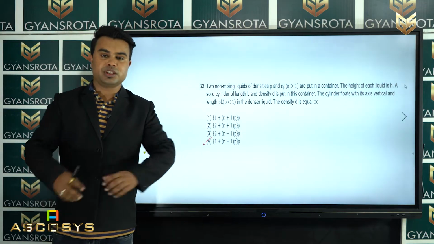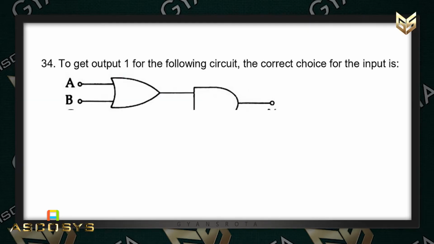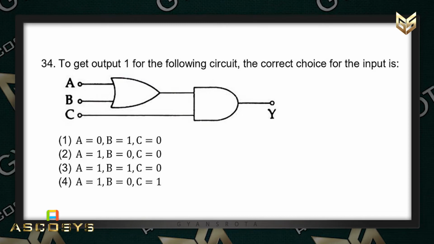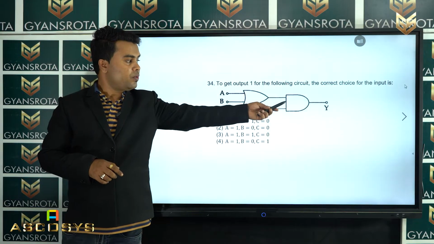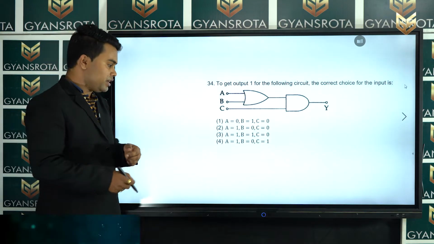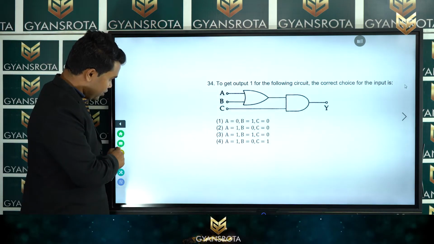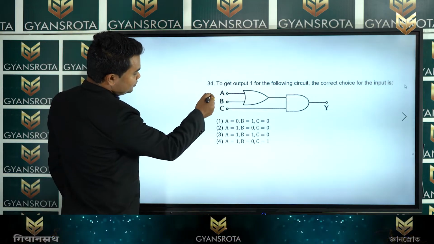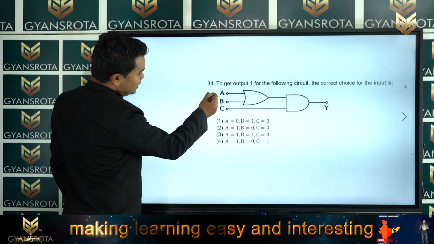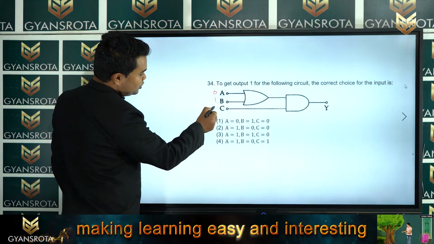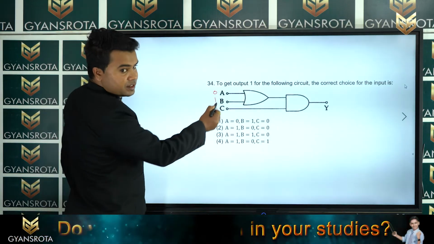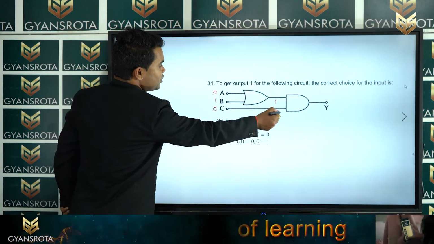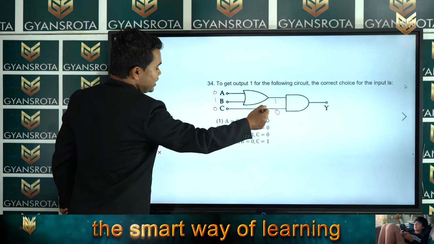Let us move to the next question, that is question number 34. To get output 1 from the following circuit, the correct choices for the input is, you need to get output Y as 1. So, which option would be the correct answer? If you take the first one, A = 0 and B = 1 and then C equals to 0, for this one it is an OR gate. So, 1 will come here, 0 will come here, 1 into 0 for AND gate is A into B.